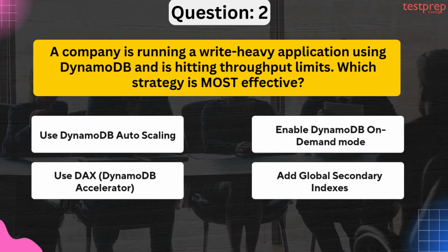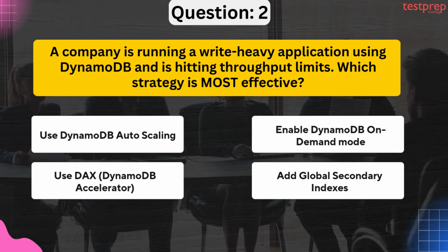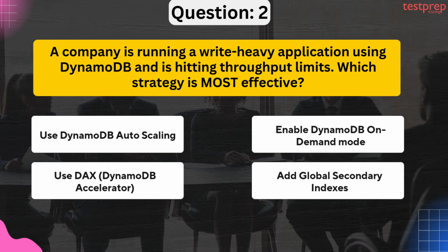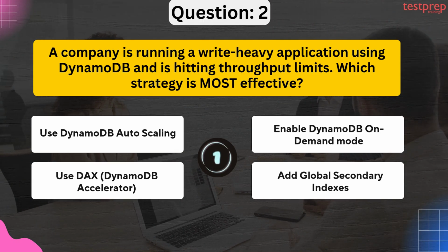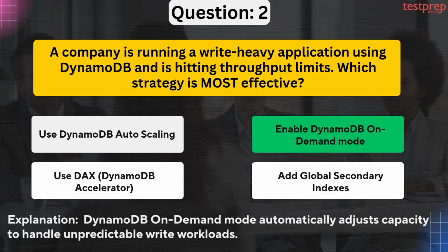Question 2. A company is running a write-heavy application using DynamoDB and is hitting throughput limits. Which strategy is most effective? The correct answer is enable DynamoDB on-demand mode. DynamoDB on-demand mode automatically adjusts capacity to handle unpredictable write workloads.